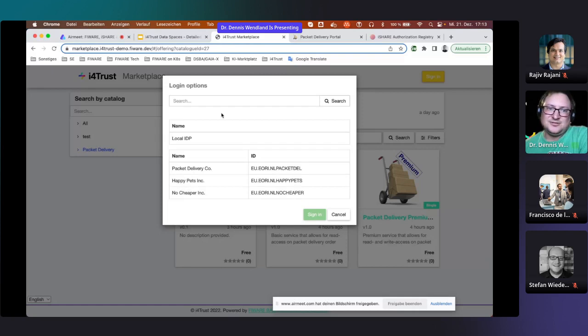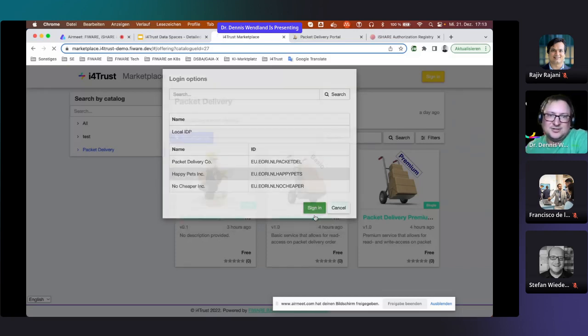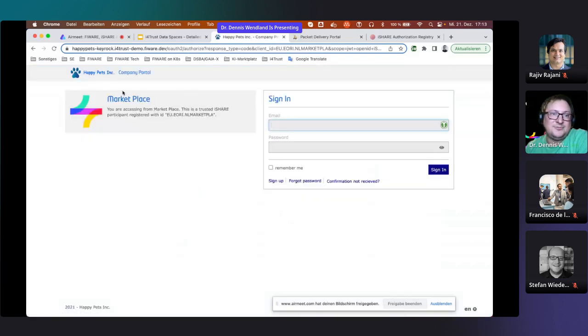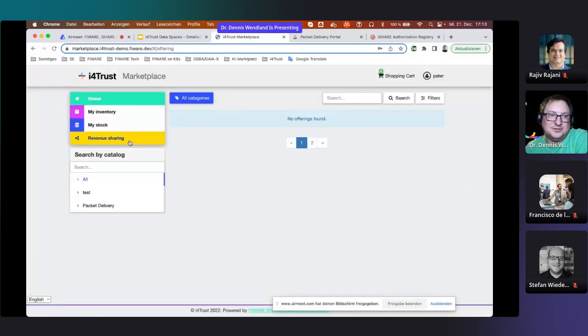So I want to log in on the marketplace. I'm listed the different IDPs in our data space. I'm selecting the one from my own organization, which is Happy Pets, selecting sign in. Now I'm forwarded to the IDP, which is in this case Keyrock, of the Happy Pets company, and log in as this employee user.